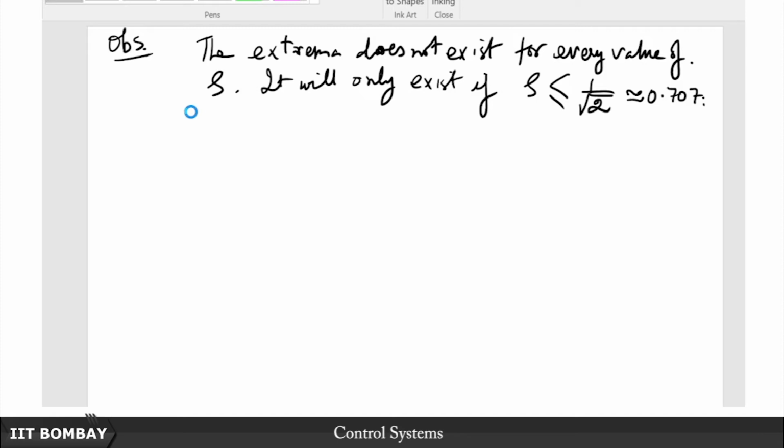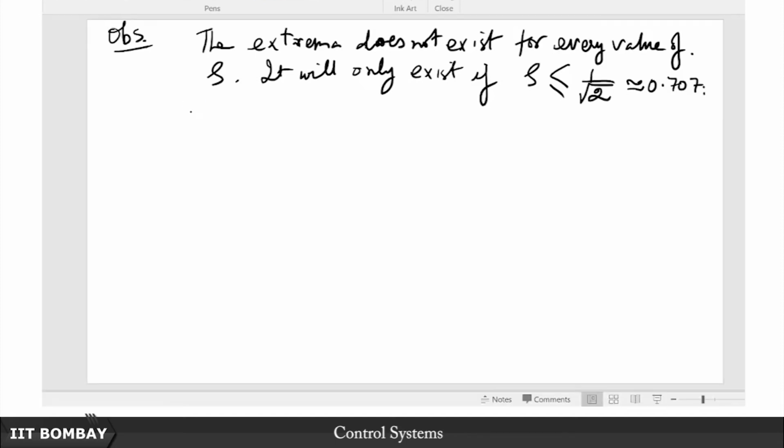So again, why are we interested in this? Just like we specified some performance metrics in terms of time domain characteristics or features, now we are interested in specifying similar characteristics in terms of frequency domain specifications, right? And for that, the important term here is this M_R, which is called the resonant peak.